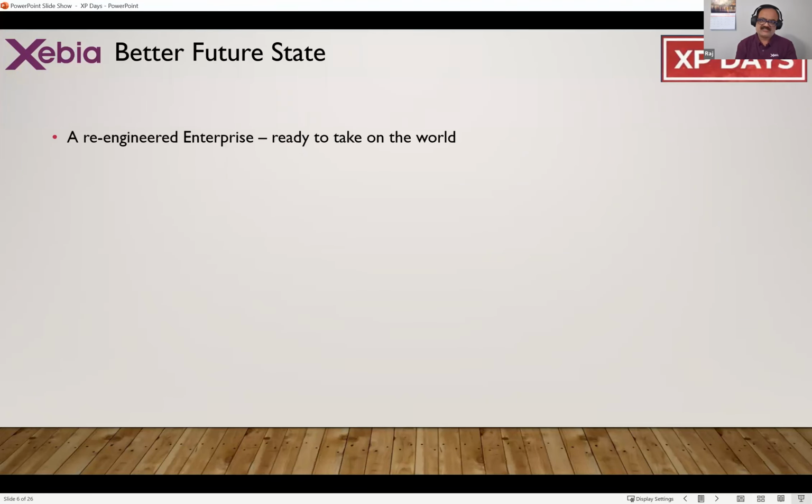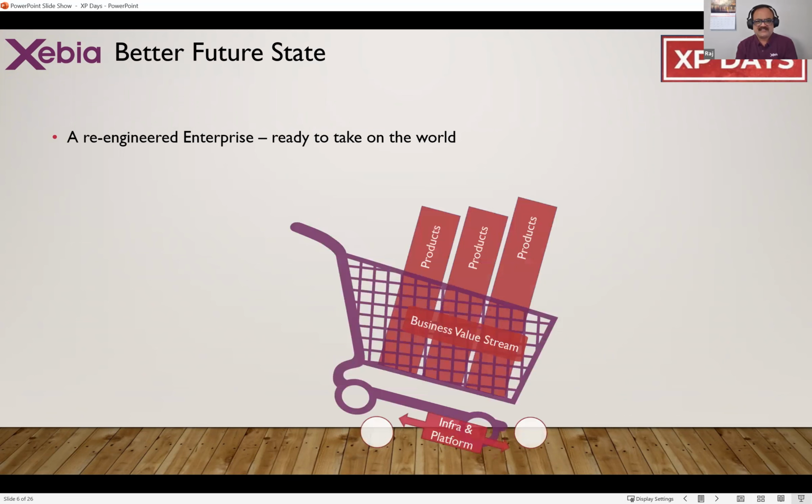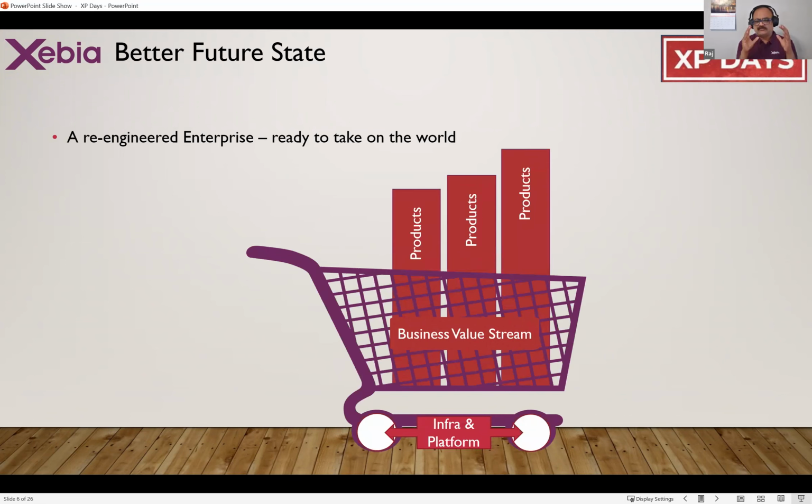So what is a better future state, or what could be a better future state? The better future state is a productized organization which is focusing on the business value. That has nothing to do with scaled agile. Please don't mind. Scaled agile uses the word value stream. This is similar, but it is not that. Supported by the infrastructure and platform. So deliver value. You are here because of that. Your company does business because of that. You buy a product because there's some value in it. That's why we are spending our own hard-earned money on that.